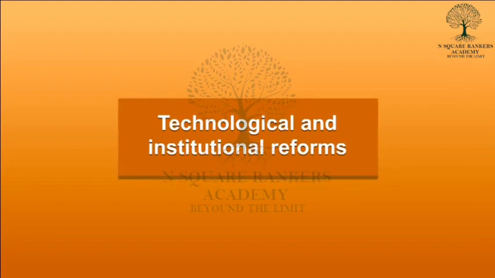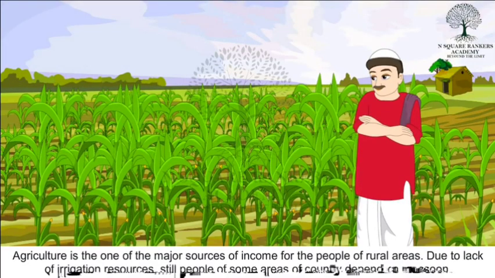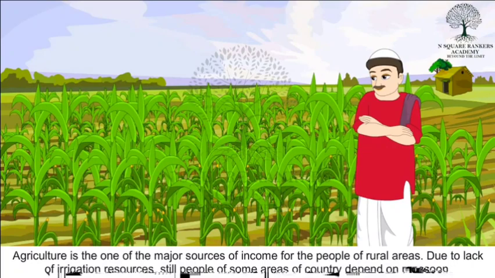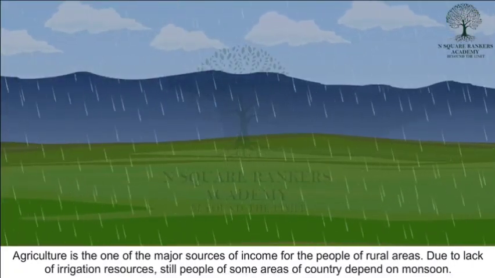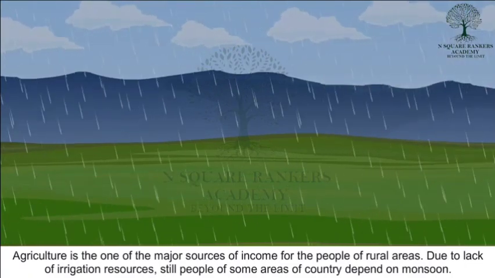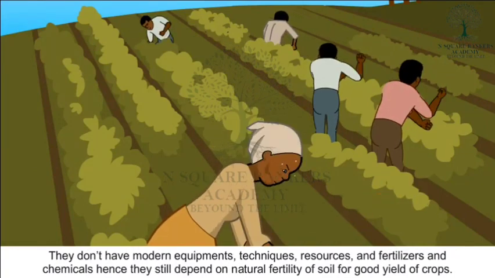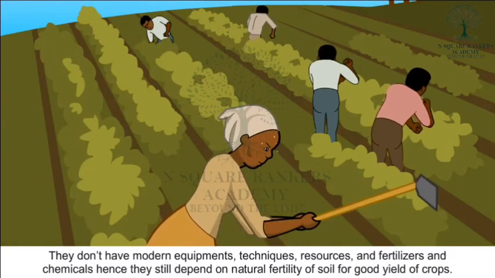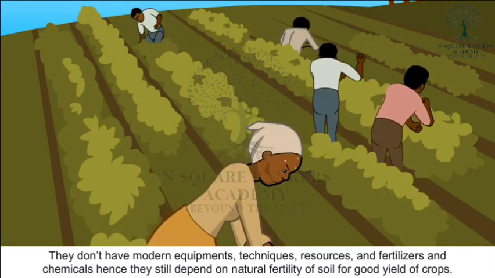Technological and institutional reforms. Agriculture is one of the major sources of income for people of rural areas. Due to lack of irrigation resources, people in some areas of the country still depend on monsoon. They don't have modern equipment, techniques, resources, fertilizers and chemicals, hence they still depend on the natural fertility of soil for good yield of crops.